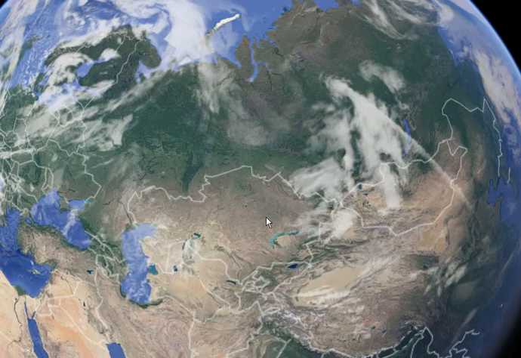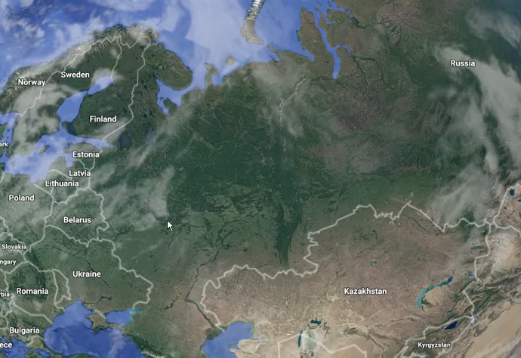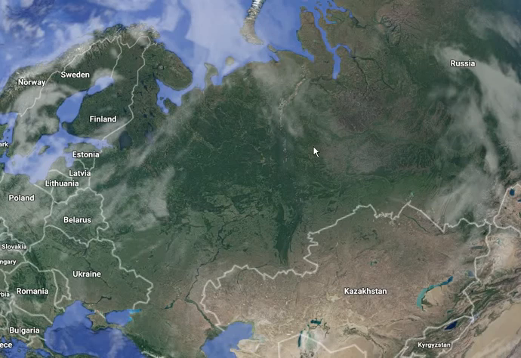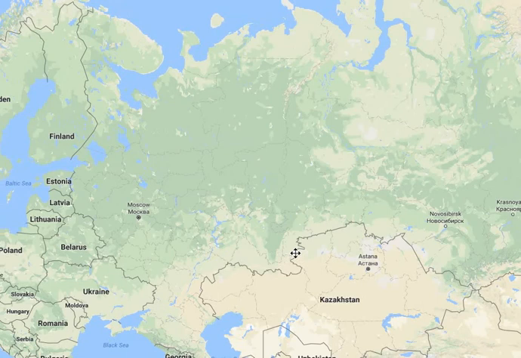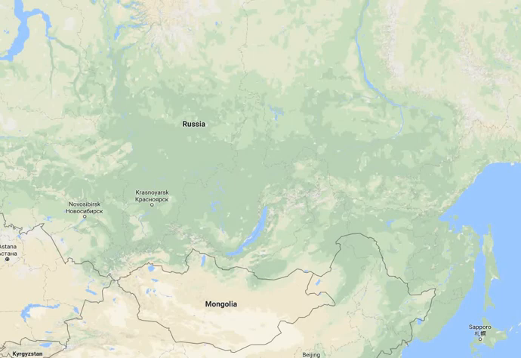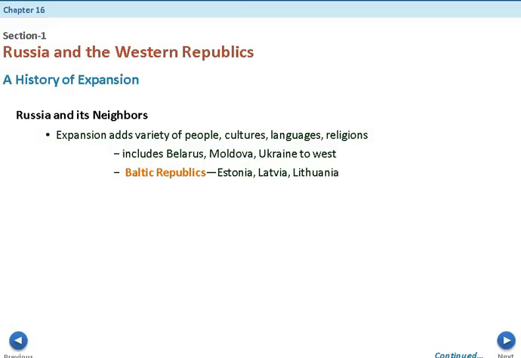We're going to start looking at some countries: Estonia, Latvia, and Lithuania. This area is actually relatively green in some areas. But when we get to the east side, Siberia and places like that, it's a little bit harder for things to grow. Russia and its neighbors' expansion adds a variety of people, cultures, languages, and regions over a very, very big area.